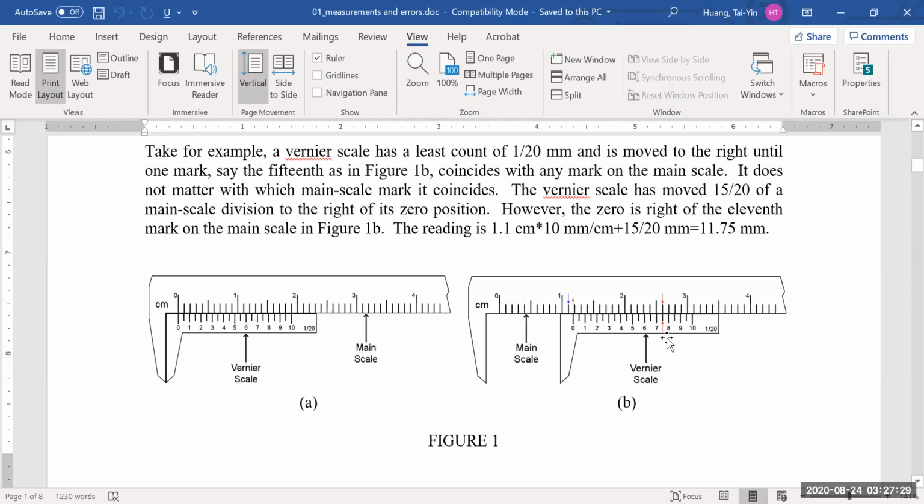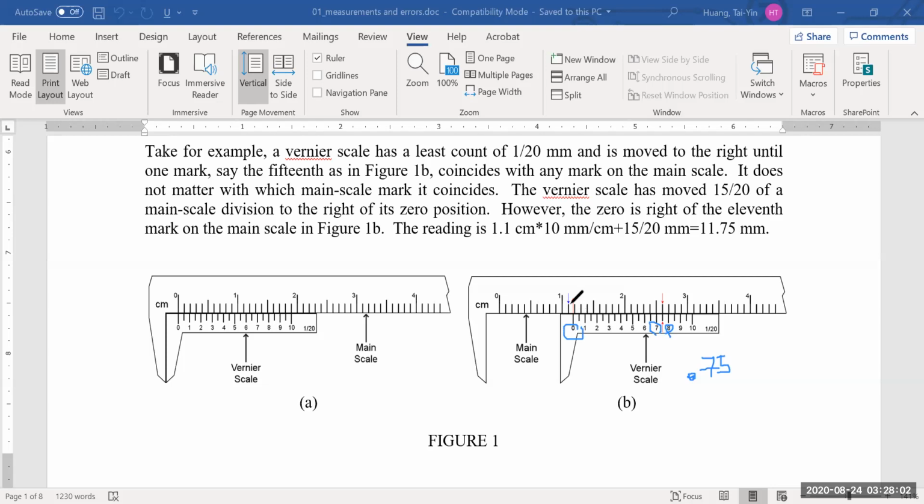The vernier scale actually is designed so that you can just read off without multiplying by 1/20. If you look at this, that is between 7 and 8. So you have 7 and you have 8. In between 7 and 8, that would just be 7.5. Whatever is from the vernier scale is after the decimal point. So it's 0.75, and the number before the decimal point is from the main scale.